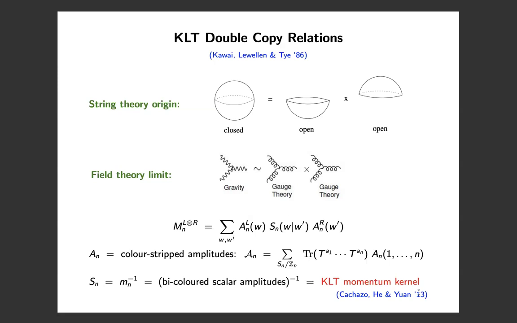It was realized much later after KLT that these momentum kernels can be determined in terms of a special type of scalar theory called the biadjoint scalar theory. This momentum kernel, S_n, is actually the inverse of what are called the bicolored scalar amplitudes. I'll explain what that scalar theory is later on in the talk. But this is the key idea to start with: the origin of the double copy comes from string theory in this language.